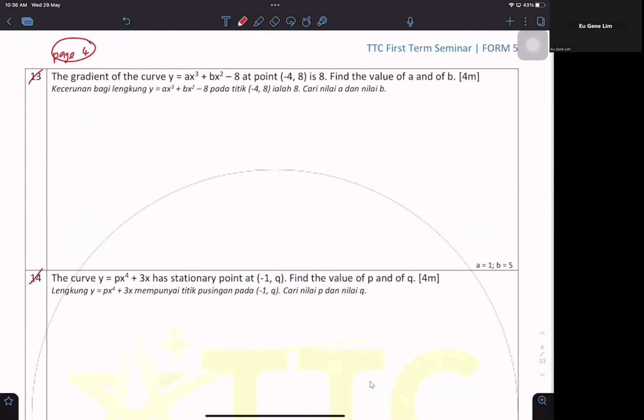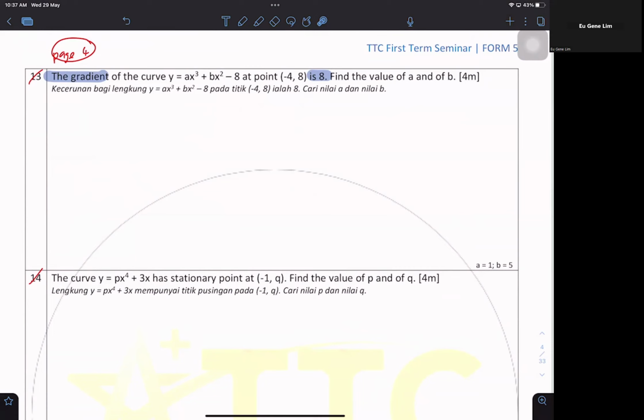Okay, let's look at this one on page number 4. They say the gradient of the curve at this point is 8. The gradient is 8. Whenever they say gradient, you don't know whether it's tangent or normal, right? It may be the tangent gradient or the normal gradient.